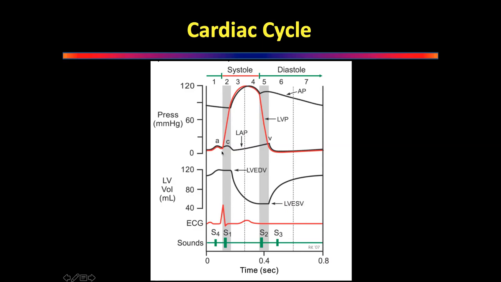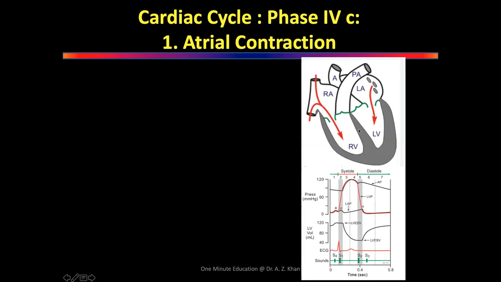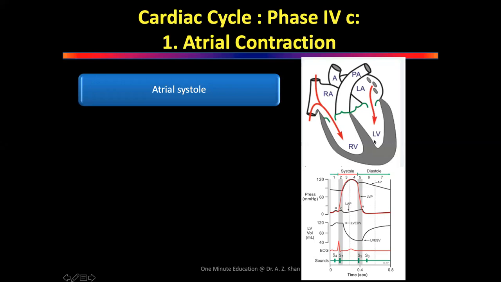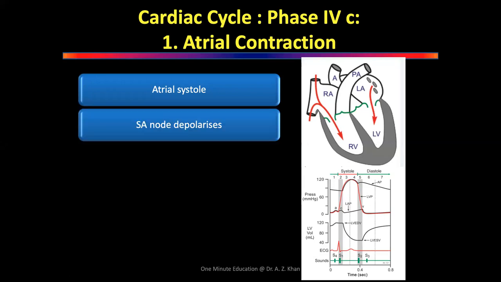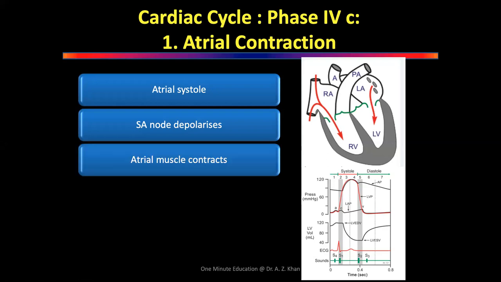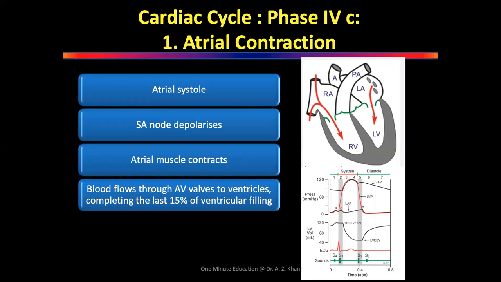Okay, and now we've come into the systole. So let's look at the phase. The first one is atrial contraction. Now in an atrial contraction, the mitral valve, only concentrate on the left side, forget the right completely, just look at the left. Phase one, which was phase 4C of the previous explanation, is the atrium is contracted and the last 15% of the blood came in. Okay, atrial systole, the SA node depolarized, and the atrial muscle contracted, and the last 15% of the filling happened.